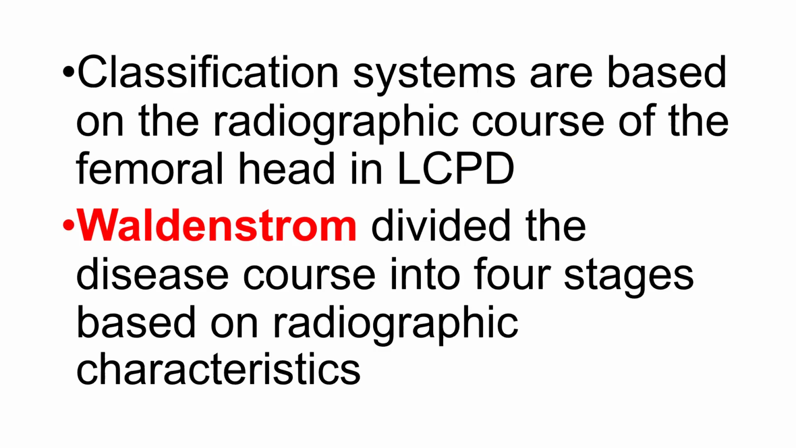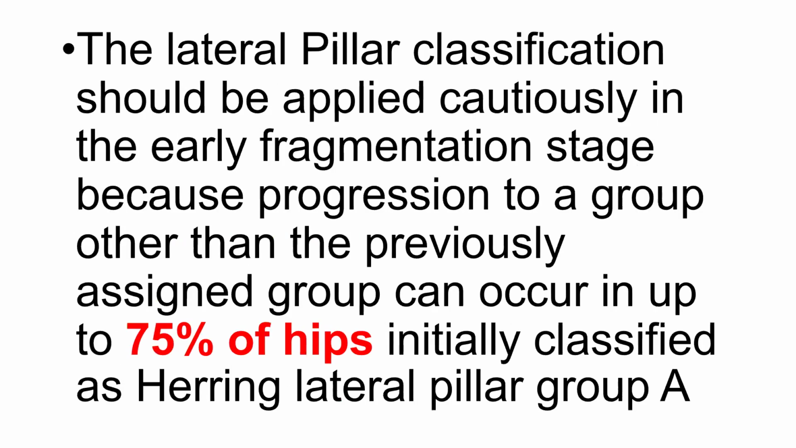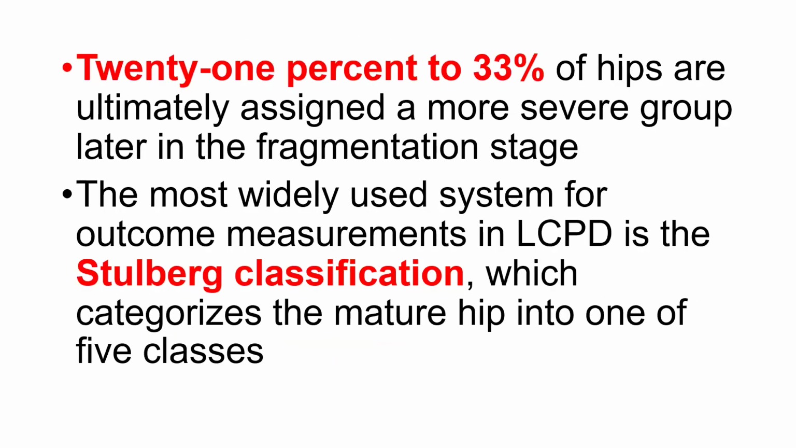The lateral pillar classification should be applied cautiously in the early fragmentation stage because progression to a group other than the previously assigned group can occur in up to 75% of hips initially classified as Herring lateral pillar group A. 21% to 33% of hips are ultimately assigned a more severe group later in the fragmentation stage.